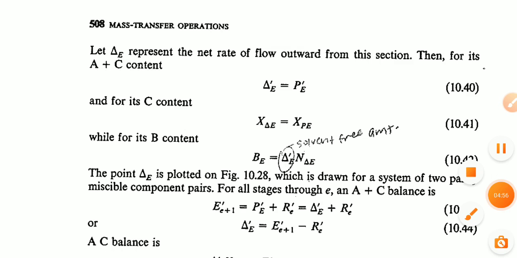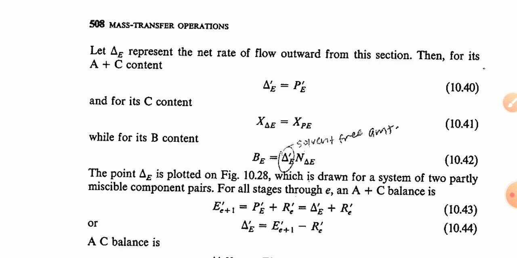Let delta E represent the net rate of flow outward from this section. Then for its A plus C content, delta E is equal to P E dash, and for its C content, x delta E delta E is equal to x P E, while for its B content, B is equal to delta E dash, which is the solvent-free amount given to us.